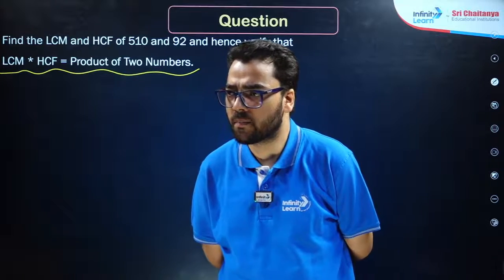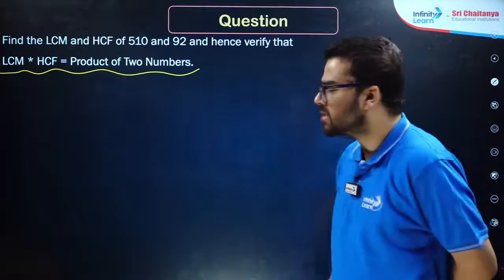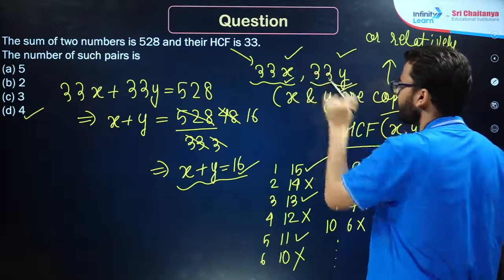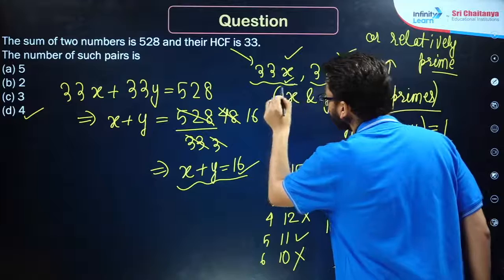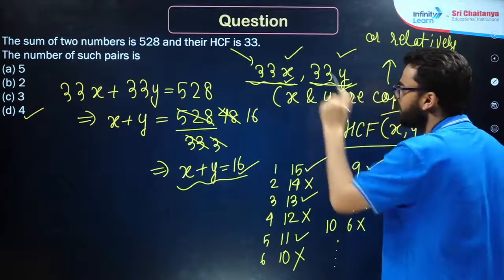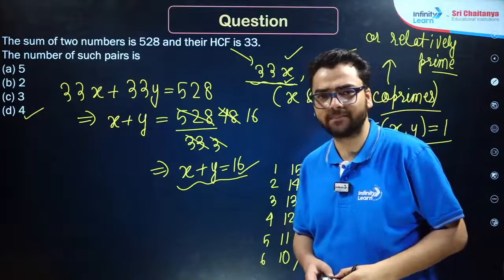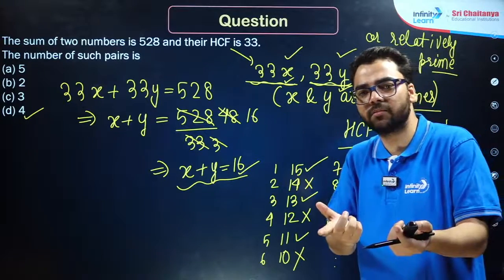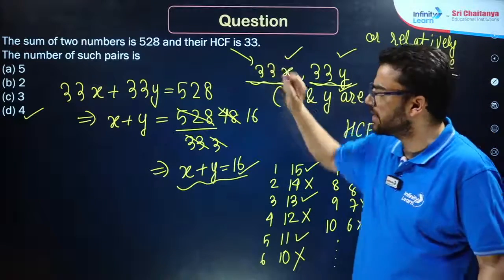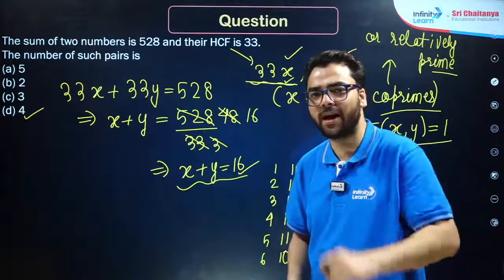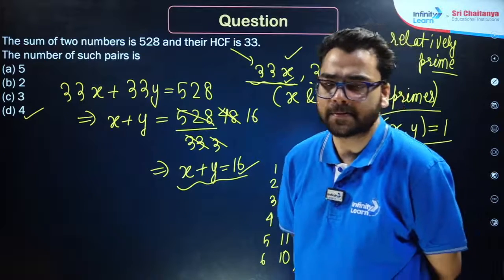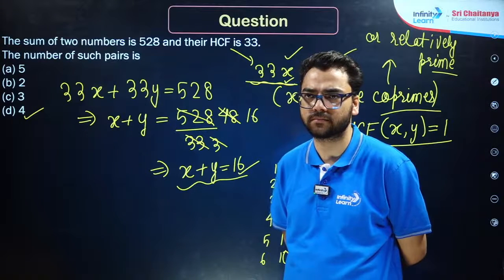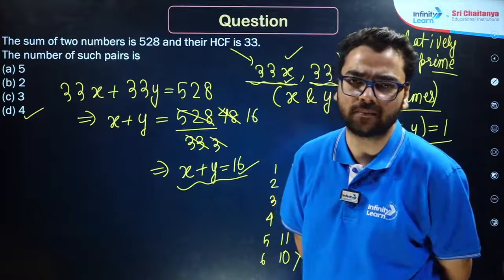Okay, Aaron. The product of two numbers, because see, Joshita, if you assume x and y to be co-primes, then the HCF of x and y is 1, and only then will the HCF of 33x and 33y be 33, or not? Tell me. Joshita, if you do not take x and y to be co-primes, how can you assume that the HCF of these two numbers is 33? You cannot assume like that, yes or no? I hope that is clear, Joshita.